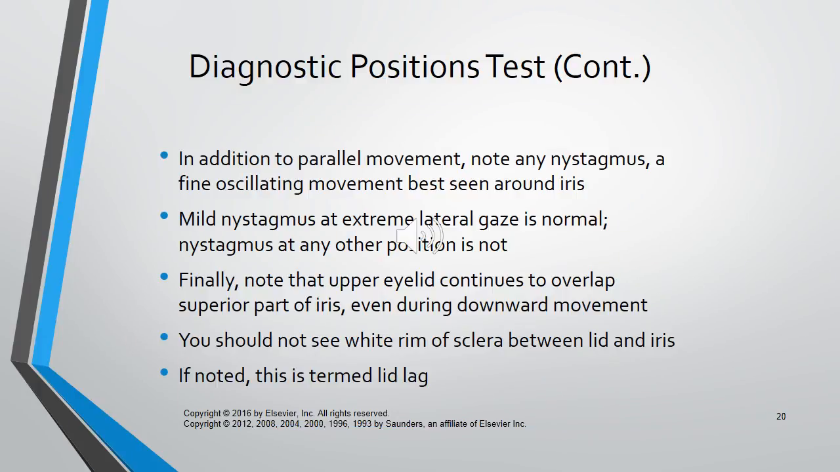A normal finding for this exam would be that the client can follow the movements without any nystagmus. It is normal in the extreme lateral gaze to have some mild nystagmus, but any other nystagmus at any other position is not a normal finding.